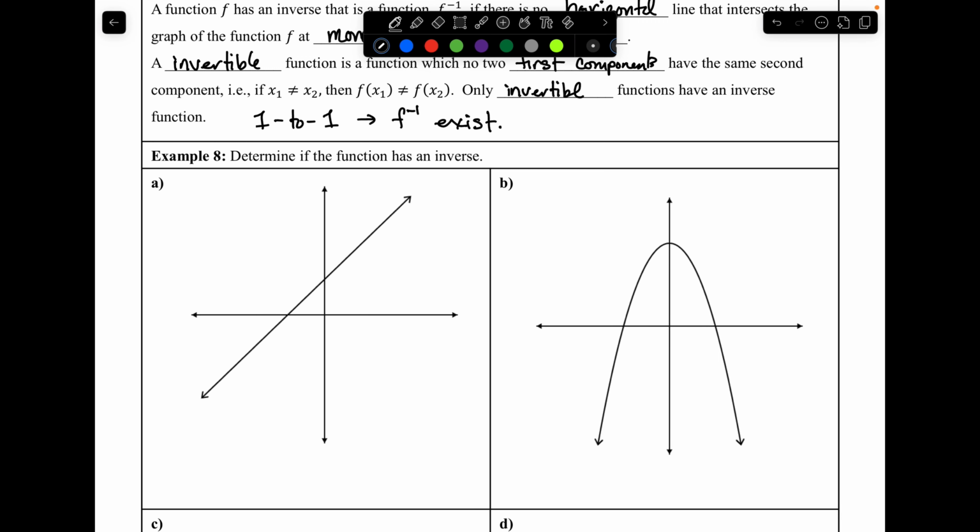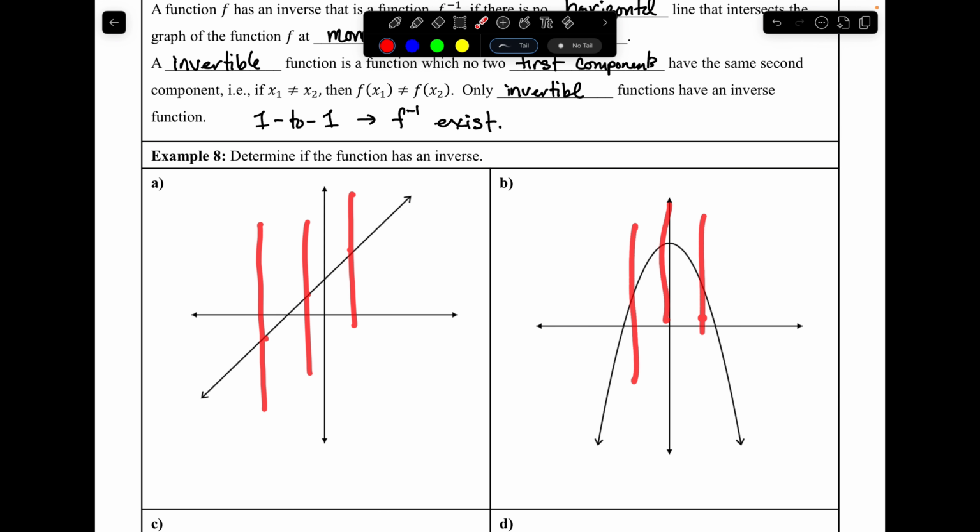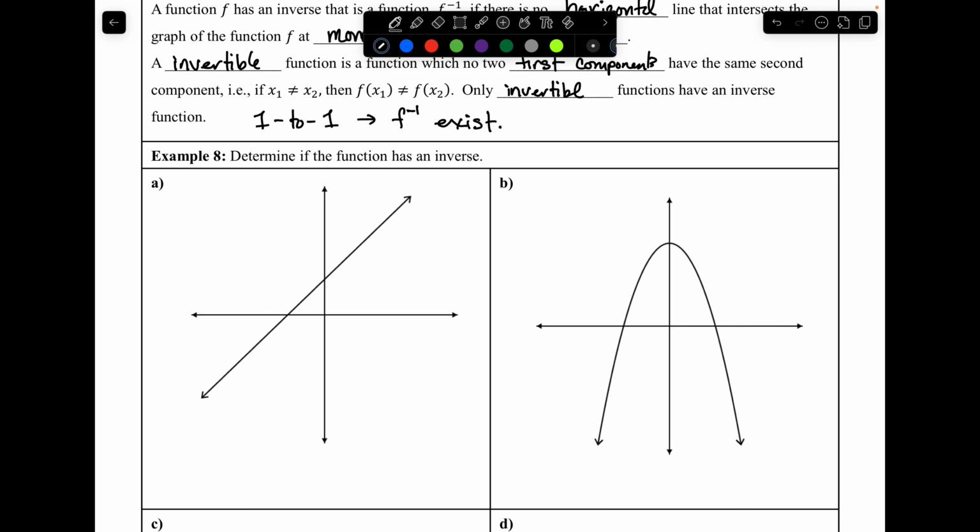So taking into account example 8a and 8b, both of these are functions. You can identify that they're functions using the vertical line test. So if I draw a vertical line, each vertical line only intersects the relation at one location. So aka these are both functions. So this is a function, and this is also a function.